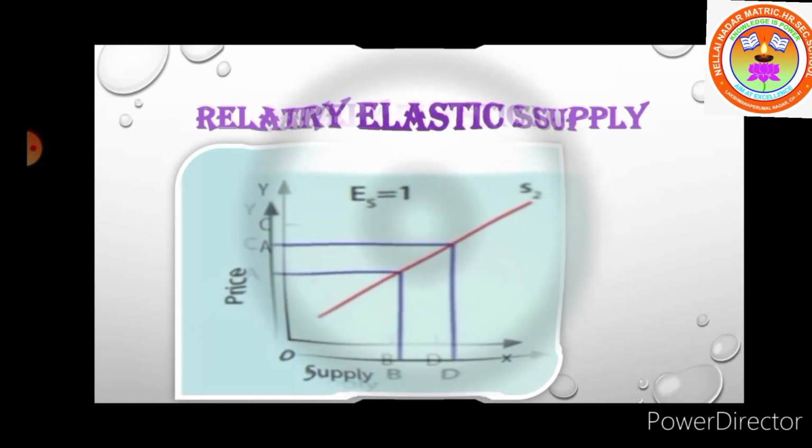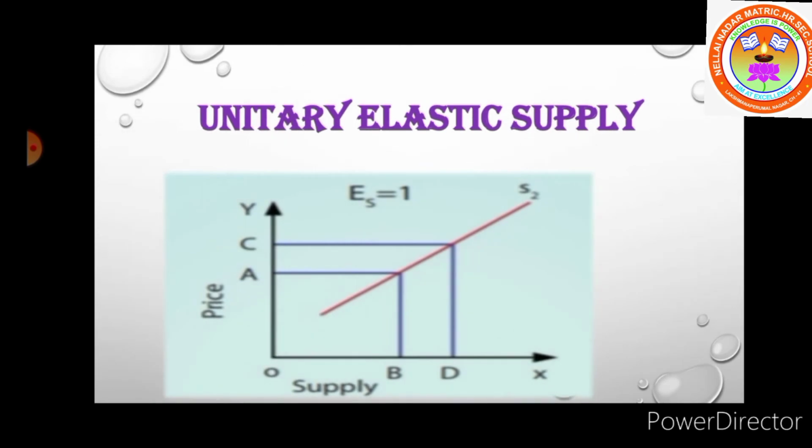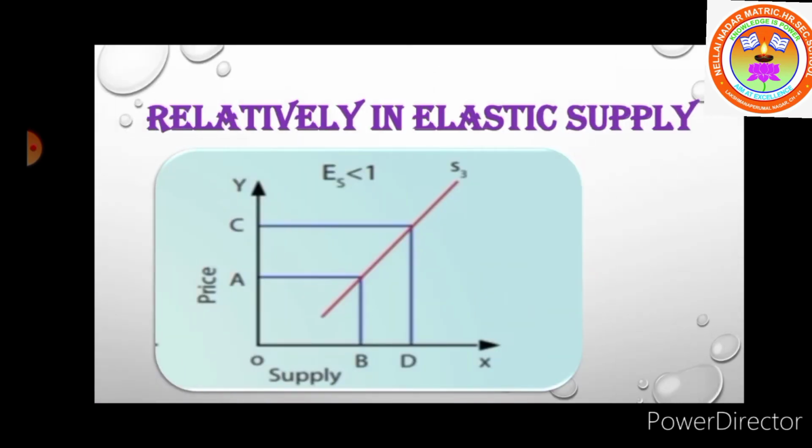Then next, let us see unitary elastic supply. The coefficient of unitary elastic supply is equal to 1. A 1% change in the price of a commodity causes an equal change in the quantity supplied of the commodity. Next, let us see relatively inelastic supply. The relatively inelastic supply coefficient is less than 1. A 1% change in the price of a commodity causes less than 1% change in the quantity supplied of the commodity.